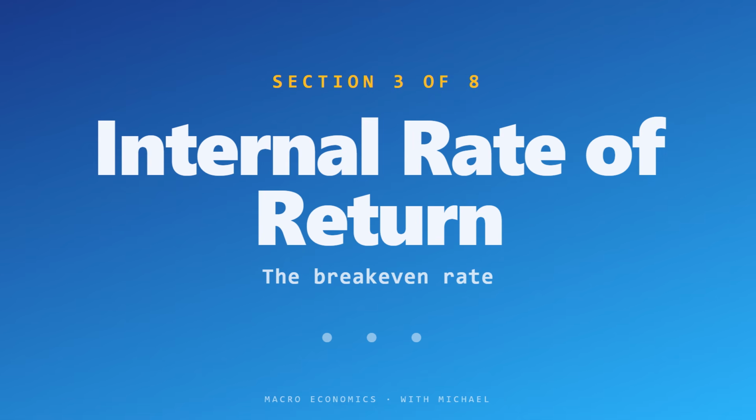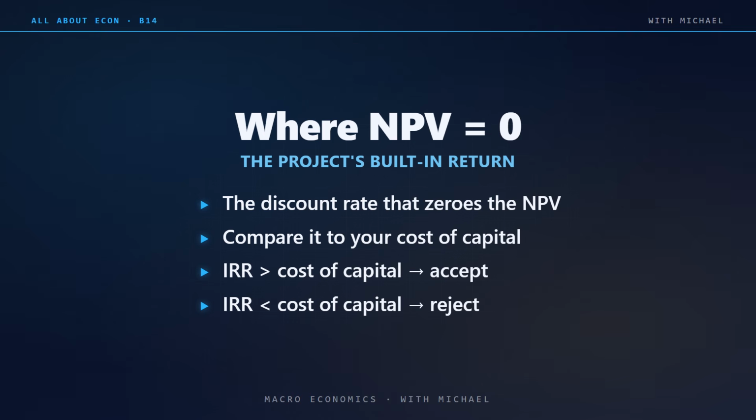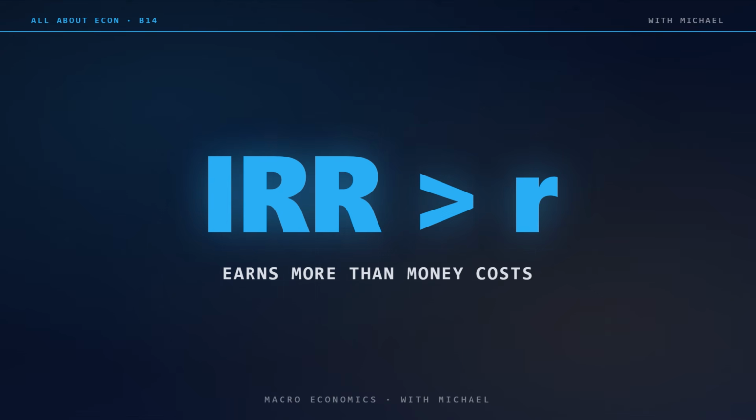The decision rule, then, is to compare the IRR to your cost of capital. If the IRR is higher than the cost of capital, the project earns more than your money costs, so you accept it. If the IRR is below the cost of capital, you reject it. The IRR is intuitive because it speaks in percentages, a single number that says, this project effectively yields this much. Now compare that to what your financing costs.